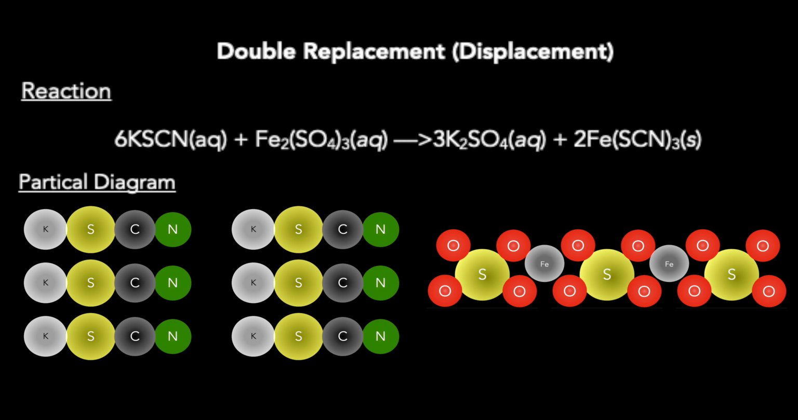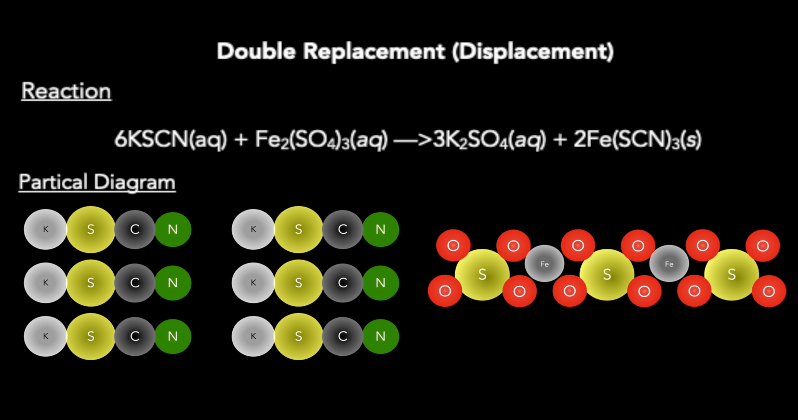When they react, in this reaction, we form iron 3 thiocyanate, which forms a solid that kind of suspends in solution. The other product being potassium sulfate, which remains dissolved in solution. Double replacement reactions always follow this pattern, where bonding partners swap places with each other. Let's see what this looks like in a more simple diagram.